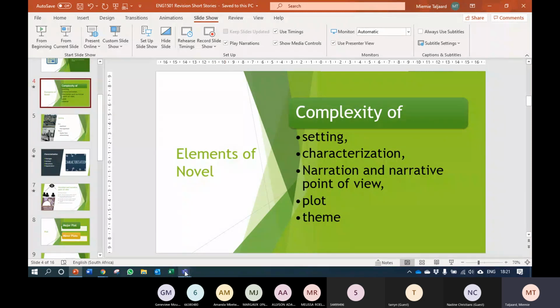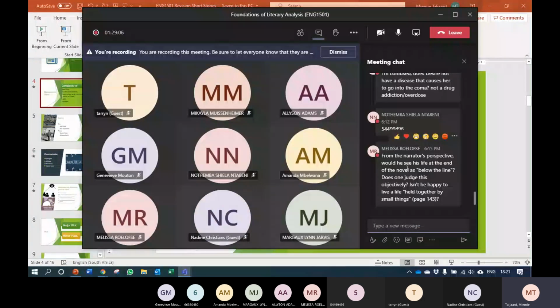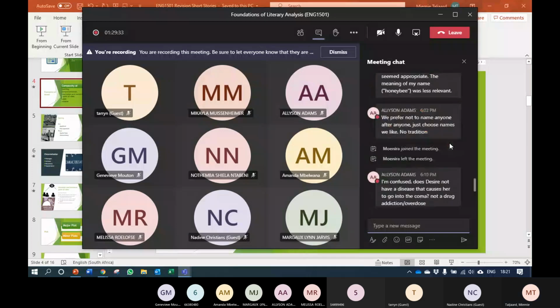So Melissa, from the remarks they've made up till now, you are more or less entitled to your own opinion, as long as you can motivate it from the book.